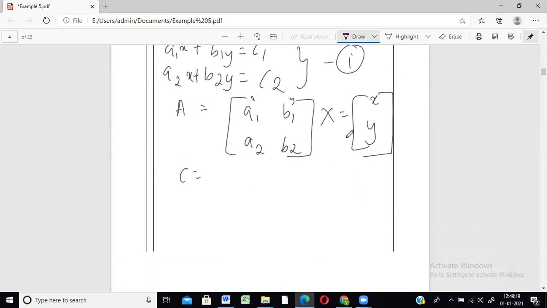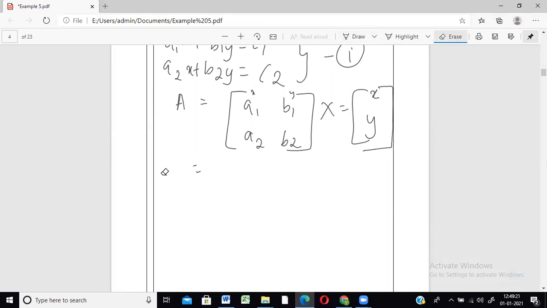Yeah, so you can use this as b also. Okay, so b will be nothing but the constants c1 and c2. So please remember, you have to make these three matrices. A will be the coefficients of x and y, x will be the unknowns that you have to find out, b will be the constants. Okay, so now how will you write this?